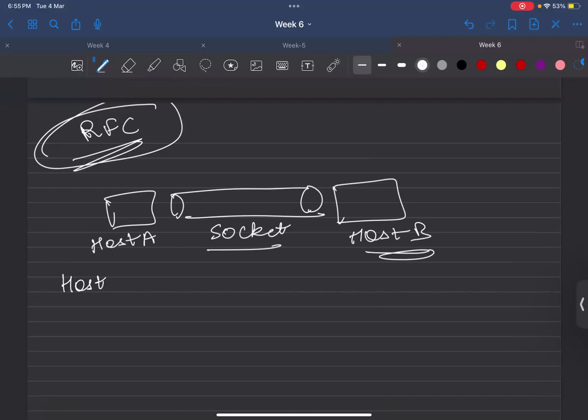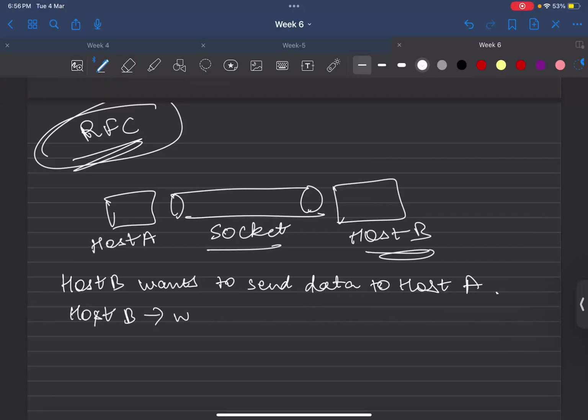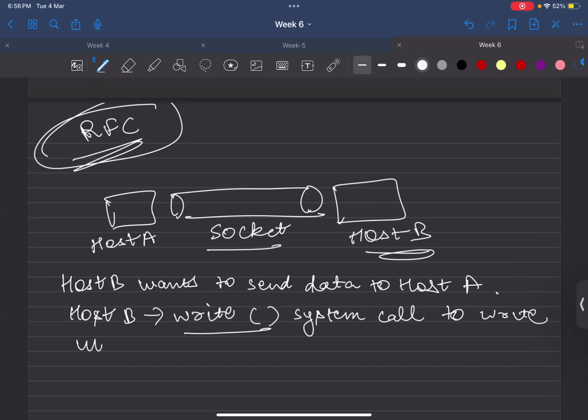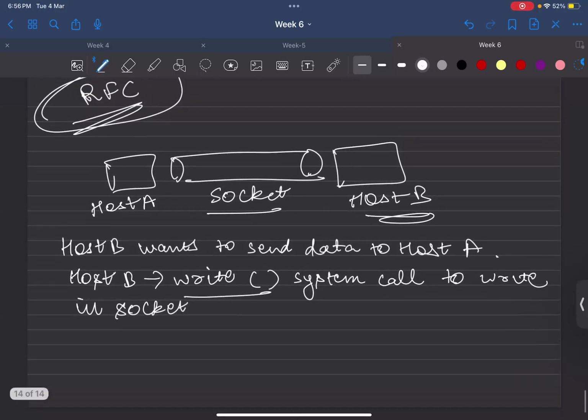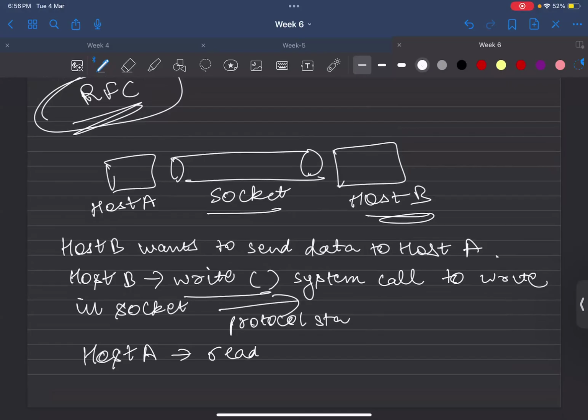Now, if host B wants to send data to host A, suppose it uses the write system call to write in the socket. This will be transferred through the different protocol stack, and then host A will read it. It will make a read system call to read the data from the socket.